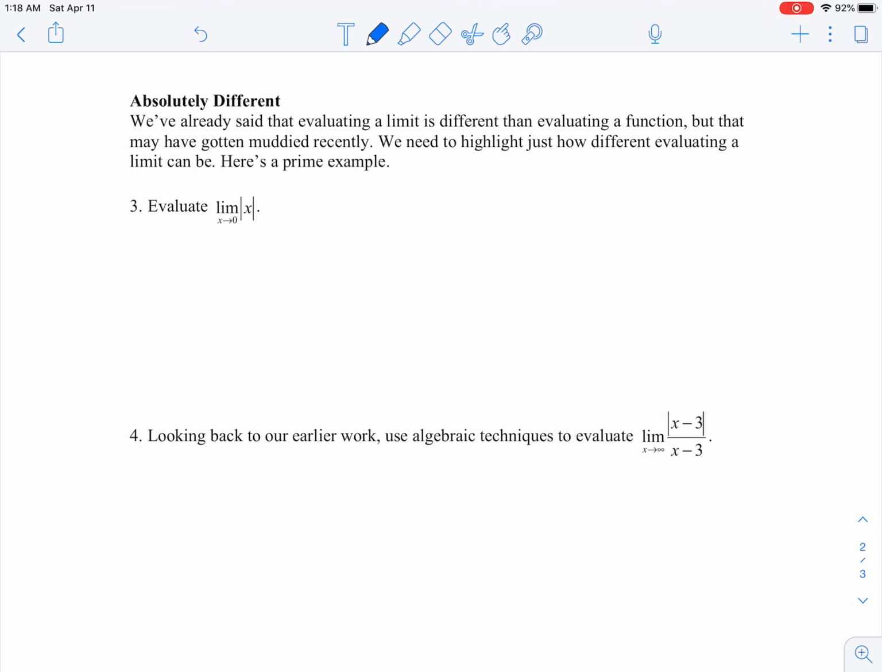That rule only held for polynomials and rational expressions for which the function was defined at the point you were plugging in. Now, absolute value of x is defined at 0, but absolute value of x is not a polynomial, and neither is it a rational function. We need to hearken back to the fact that the absolute value of x is actually a piecewise function. It's equal to x for x greater than or equal to 0, and it's equal to negative x for x less than 0.